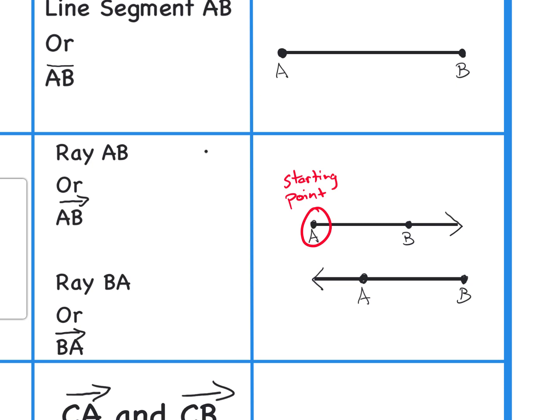All right. Next one, ray BA. Starts at B. And then it goes through A. Ray BA. Any questions with that? Okay. Rays are like the only ones you can't switch the letters on. So remember that.